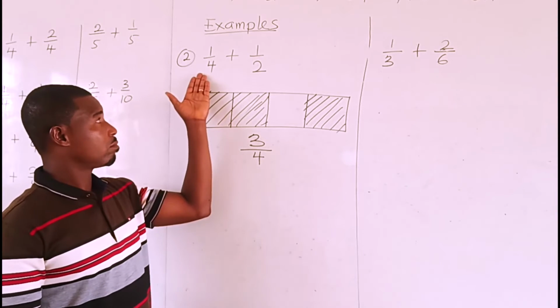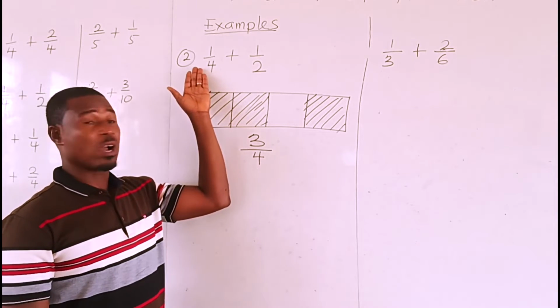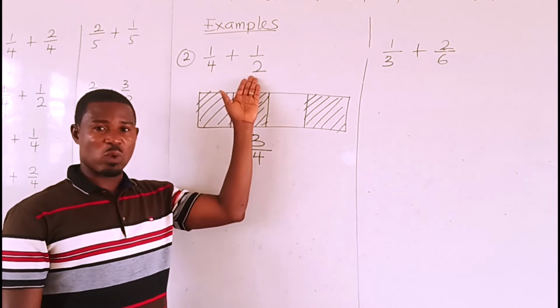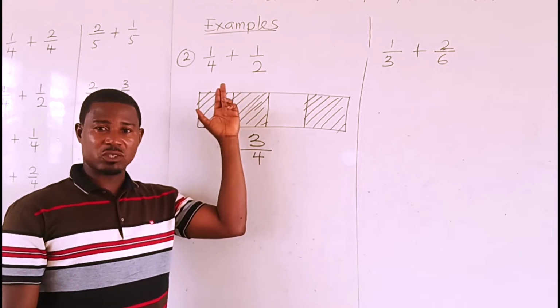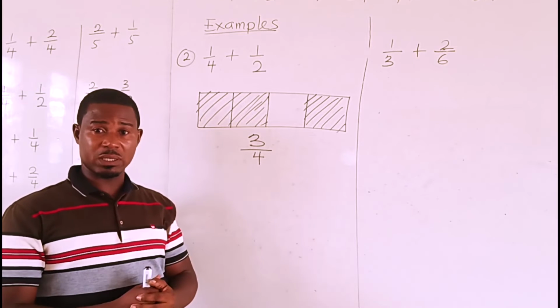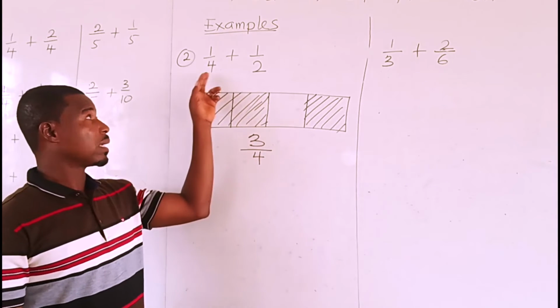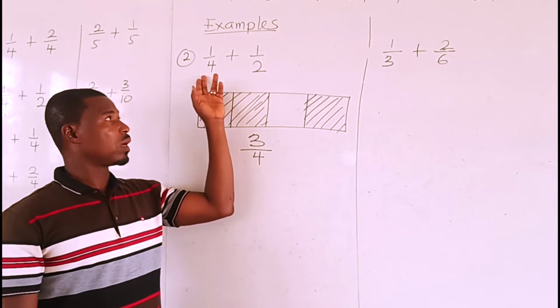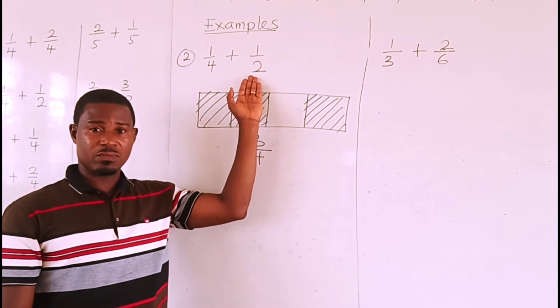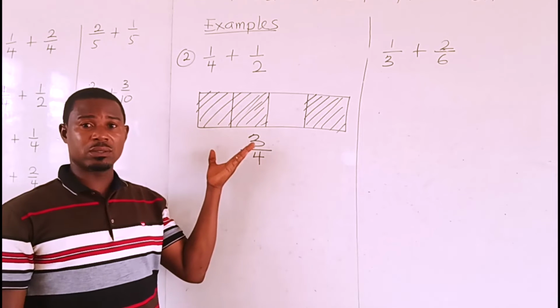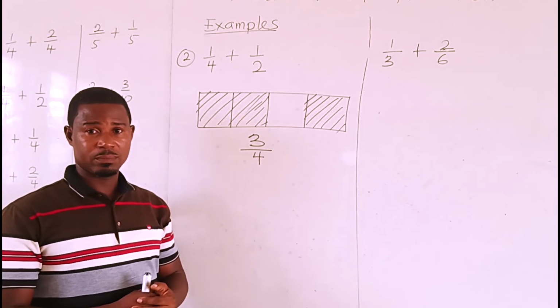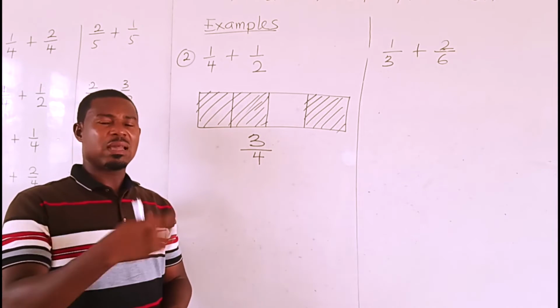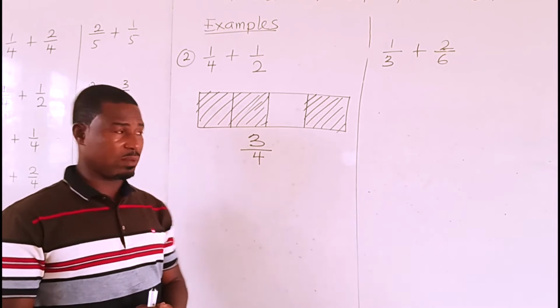Again, we have 1/4 plus 1/2. Fractions with different denominators. But then 1 is the multiple of the other. 4 is a multiple of 2, and so it is easy to solve it this way. Let's go the calculation way.